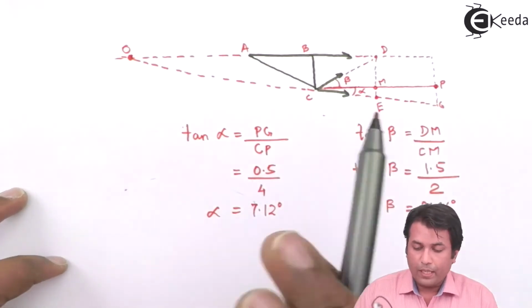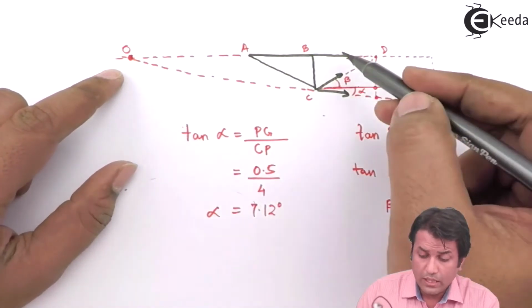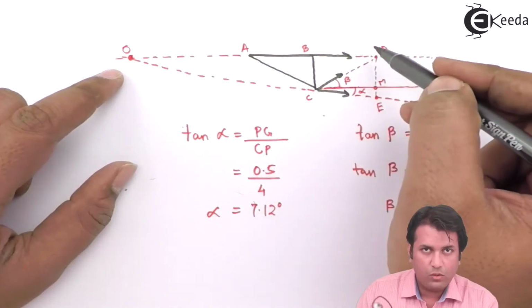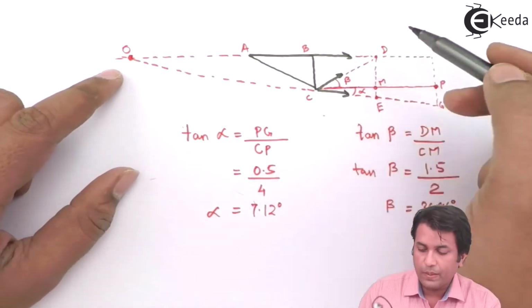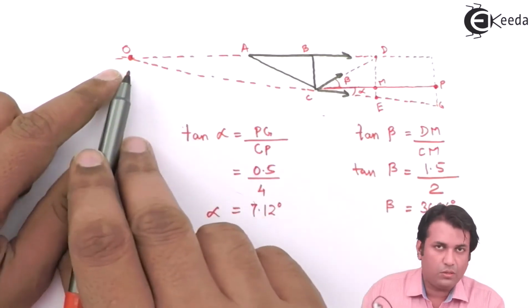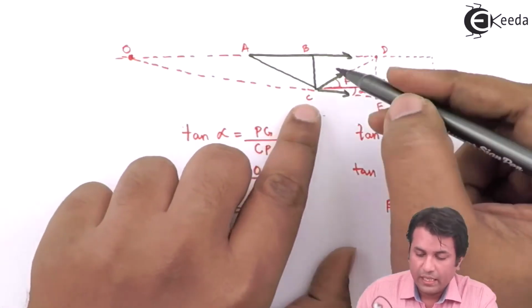Because, understand this. If I take moment about O, the force in the member BD will become 0 because that is passing through the moment center. Similarly, the force in the member CE, even that is passing through the moment center, will become 0. The only force that remains is CD.